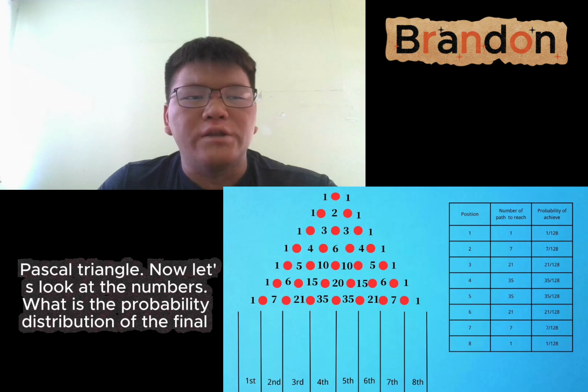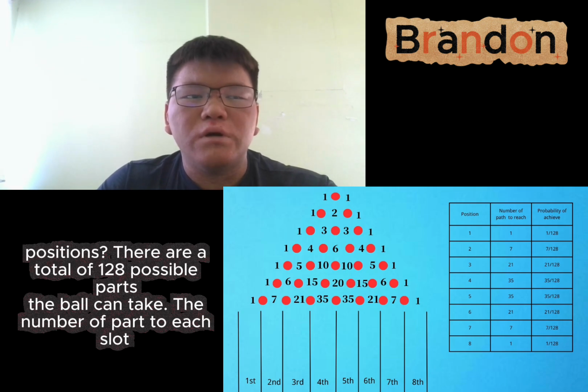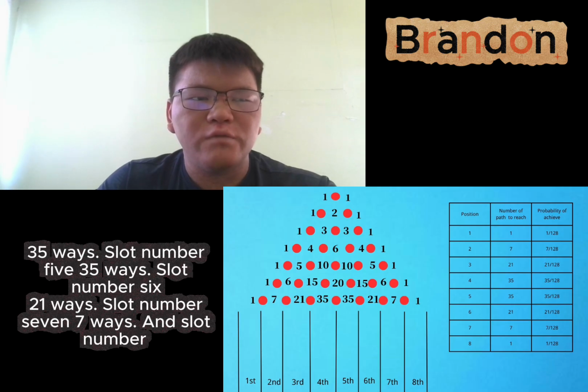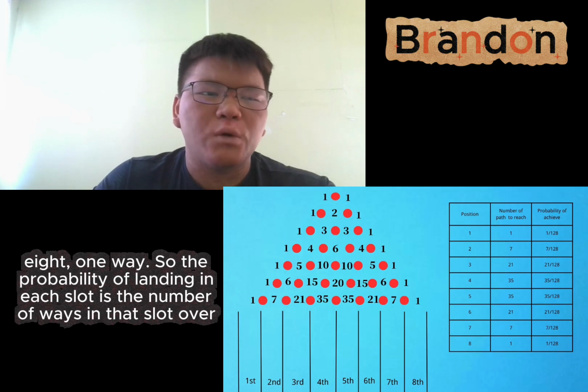Now let's look at the numbers. What is the probability distribution of the final positions? There are a total of 128 possible paths the ball can take. The number of paths to each slot is: slot number 1, 1 way; slot number 2, 7 ways; slot number 3, 21 ways; slot number 4, 35 ways; slot number 5, 35 ways; slot number 6, 21 ways; slot number 7, 7 ways; and slot number 8, 1 way.